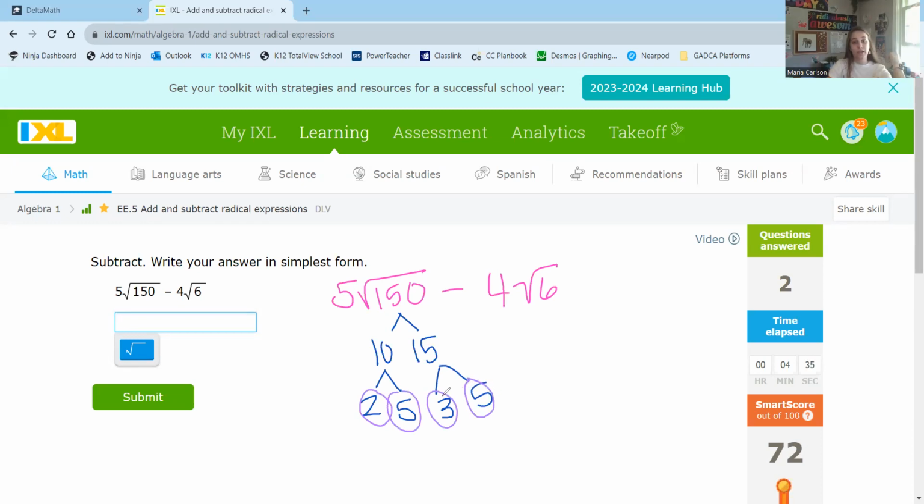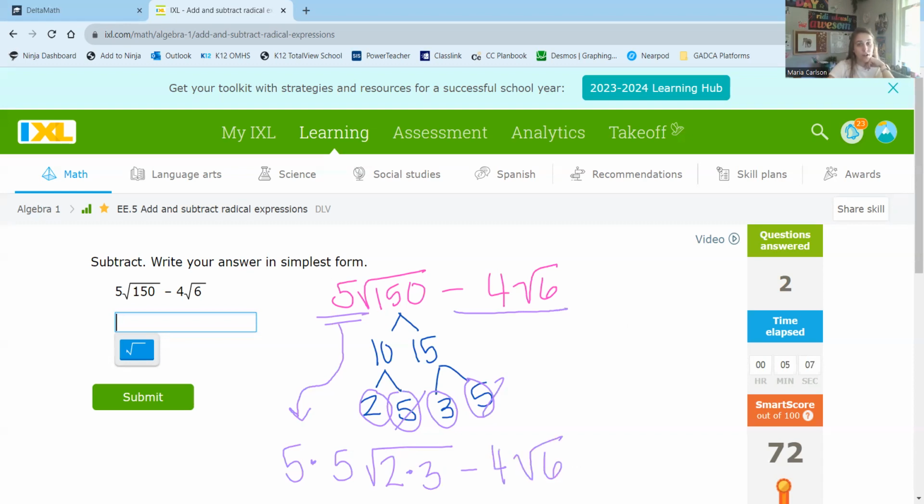Now I'm going to look for pairs. I notice that I have a pair of 5s, so I can pull one 5 in front of the radical, but we already have a 5 in front. So I'm going to bring it down and multiply by 5. So we have 5 times 5, and underneath the radical we still have the 2 and the 3. So I'll multiply 2 times 3 together. And 6 I cannot simplify any further, so I would just leave this last piece as -4 square root of 6.